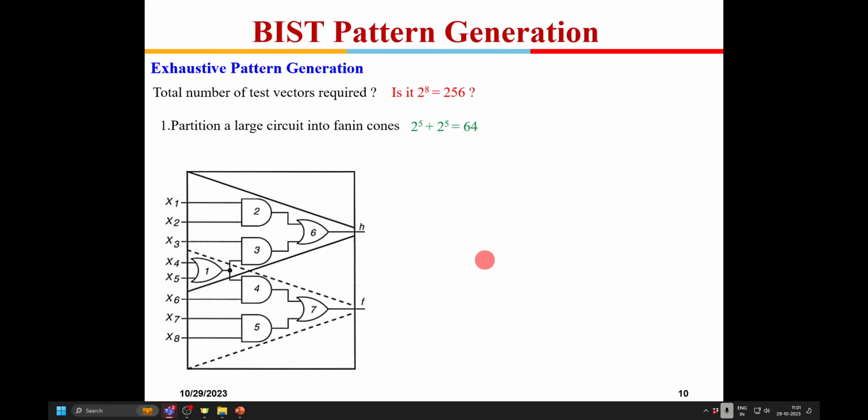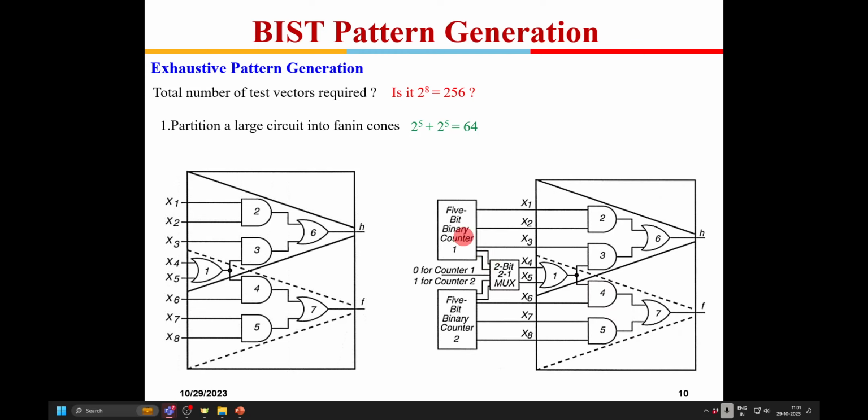So this is what is required. We can have exhaustive testing, so you have a 5-bit counter here. Initially there is a mux, because inputs 4 and 5 are common for both the cones. So I give a 0 here, and these 2 bits from this counter are available here. So 32 test vectors will be generated, and you monitor the output at H. Then I put the mux control signal as 1, these 2 lines will be routed to the other inputs, and I again run 32 test vectors. So within 64 test vectors, this particular circuit is tested.